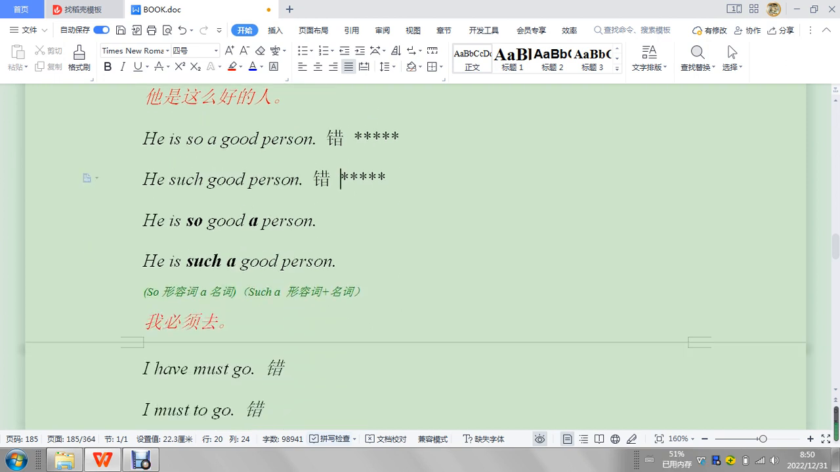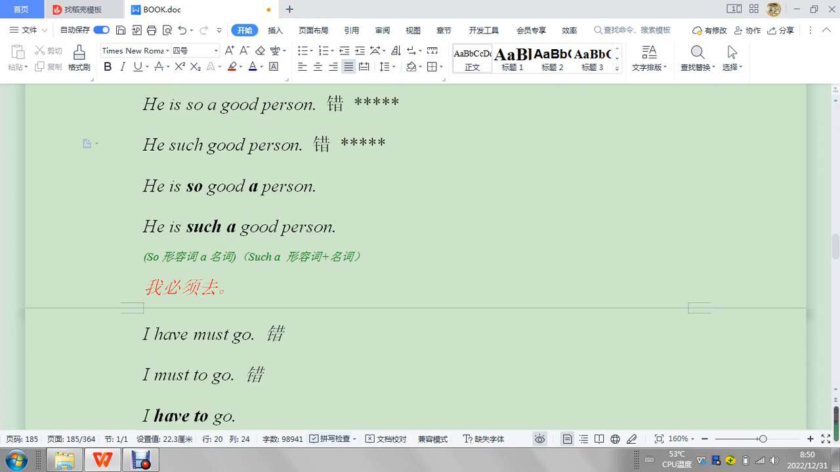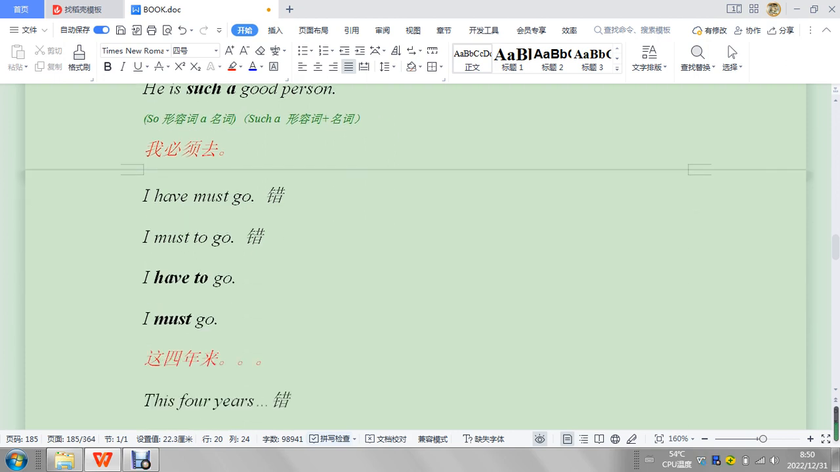So the answer should be, "he is so a good person." "He is such a good person." Sorry, did it again. "He is so good a person." "He is such a good person." So I highlighted it. You can get the visual, but you need to say it to yourself, and then you need to hear it. You can hear it by saying it, or you can hear it by listening to people speak.